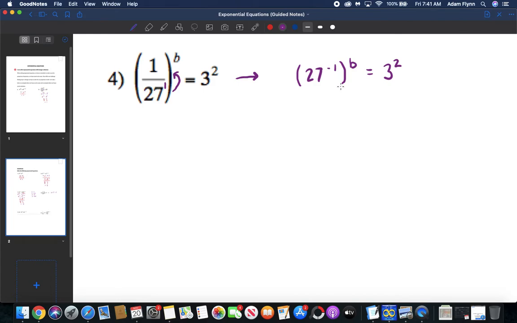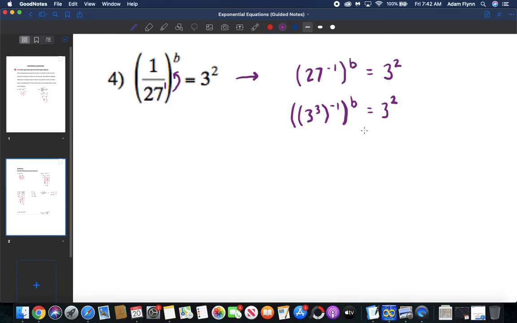Okay? And because I know from that example problem up above that 27 can be written as a base 3, I'm going to go ahead and do that. So instead of 27, I can write that as 3 to the third. And that 3 to the third is to a power of negative 1. And this whole thing is to a power of b, equaling 3 to the second power. So I just rewrote 27 as 3 to the third power. Don't forget your negative 1 here, so I put parentheses around my 3 to the third power and put my negative 1. And then this, of course, was all to a power of b.